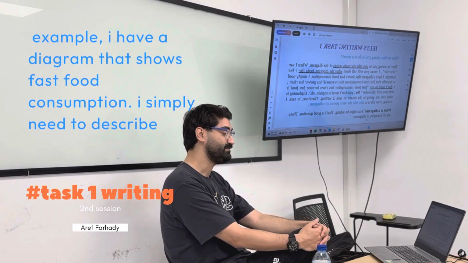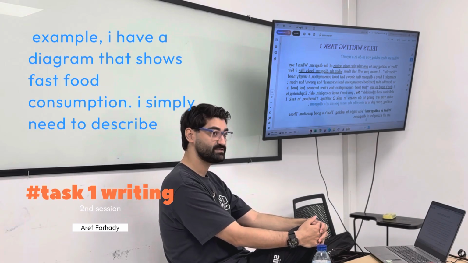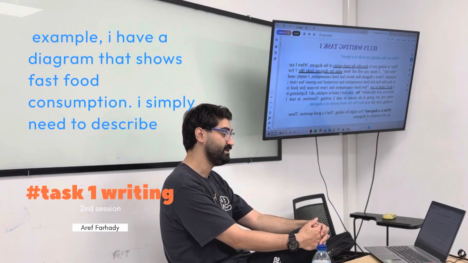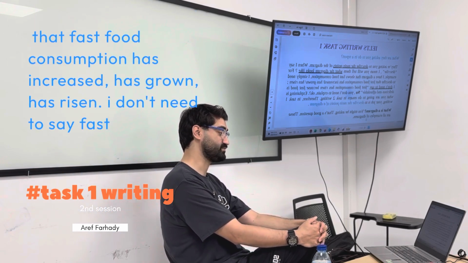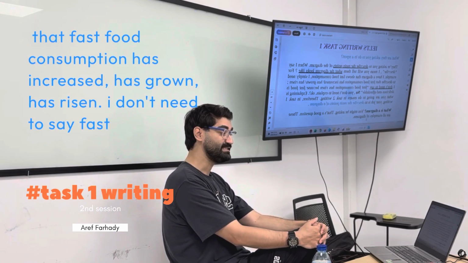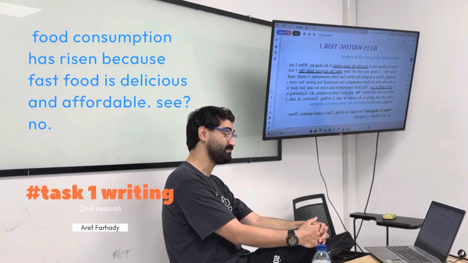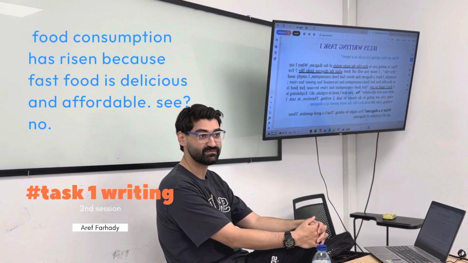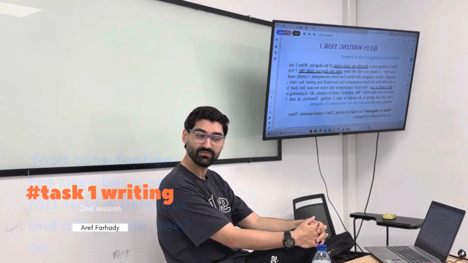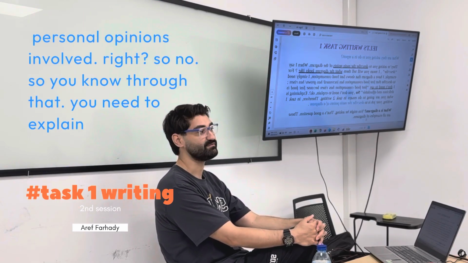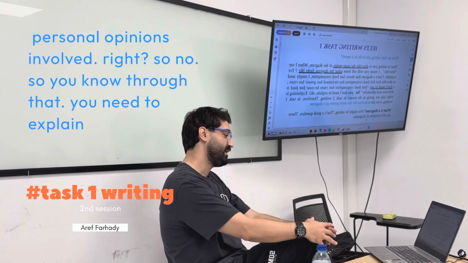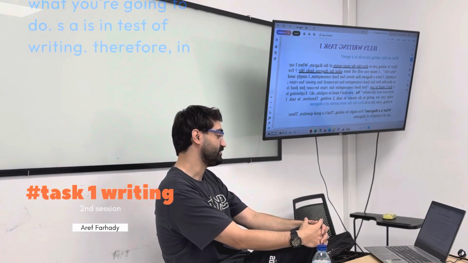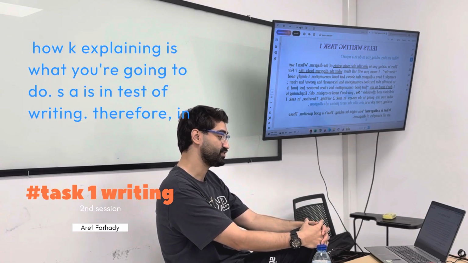For example, I have a diagram that shows fast food consumption. I simply need to describe that fast food consumption has increased, has grown, has risen. I don't need to say fast food consumption has risen because fast food is delicious and affordable. See? No personal opinions involved. So say no to that. You need to explain, okay, explaining is what you're going to do.